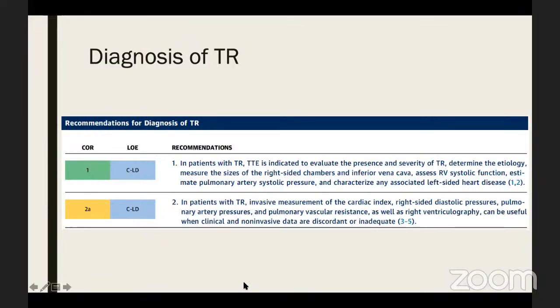So according to the guidelines, the diagnosis of TR, class 1 is in patients with TR, transthoracic echocardiography is indicated to evaluate the presence and severity of TR, determine the etiology, measure the sizes of the right-sided chambers and IVC, assess RV systolic function, estimate the pulmonary artery systolic pressure, as well as characterize any associated left-sided heart disease. Whereas class 2A, in patients with TR, invasive measurement of the cardiac index, right-sided diastolic pressure, pulmonary artery pressures, and pulmonary vascular resistance, as well as right ventriculography, can be useful when clinical and non-invasive data are discordant or inadequate.